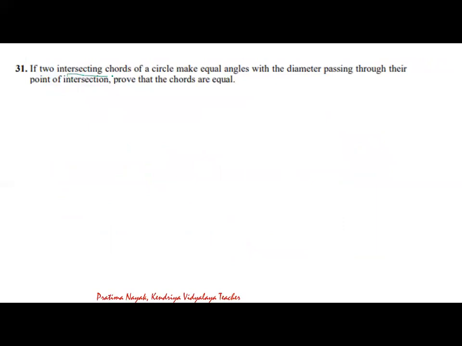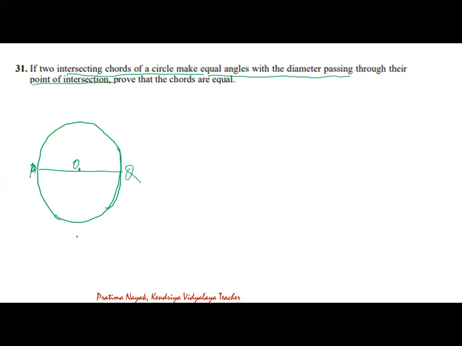If two intersecting chords of a circle make equal angles with the diameter passing through the point of intersection, prove that the chords are equal. So you have to take a circle here. I'm taking a big circle, it may not be very perfect, you will do it with the compass. So this is your diameter. PQ is the diameter I'm naming. O is the center. Now there are two chords.